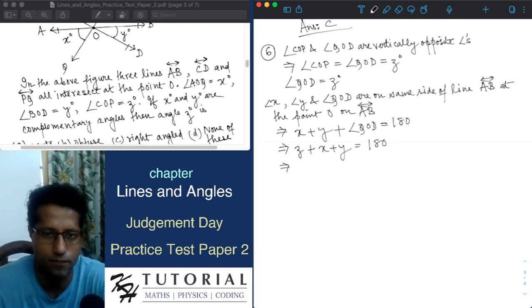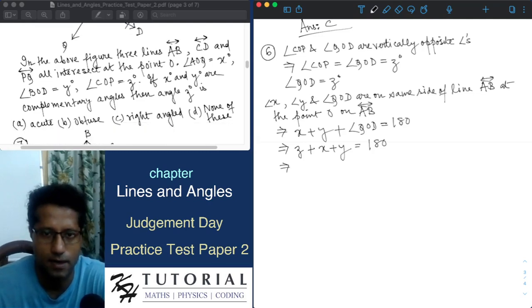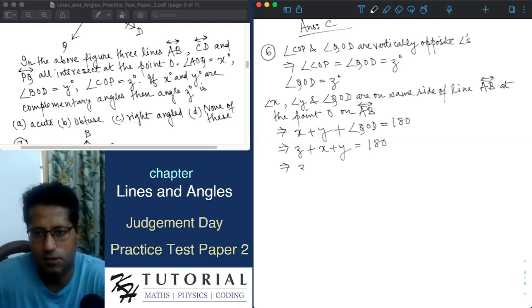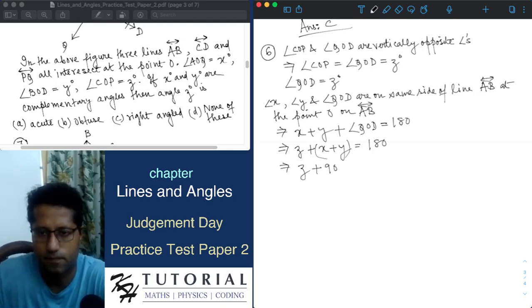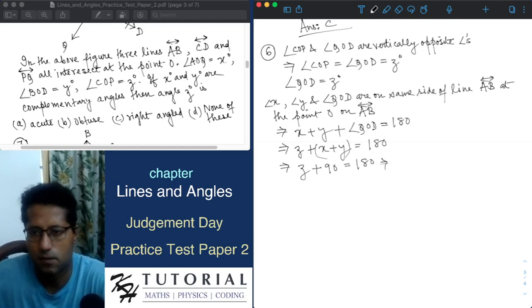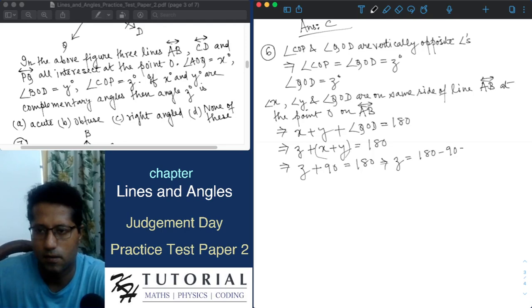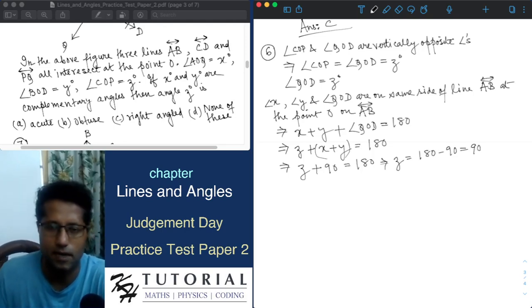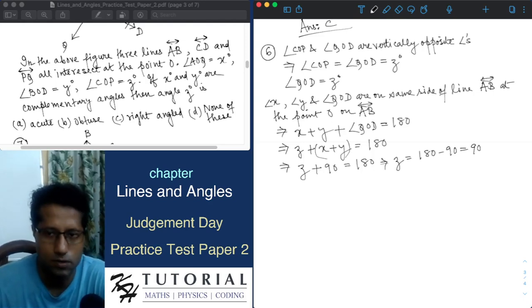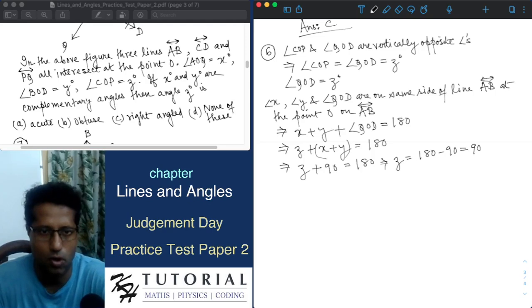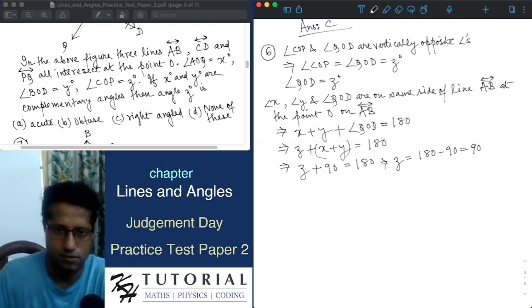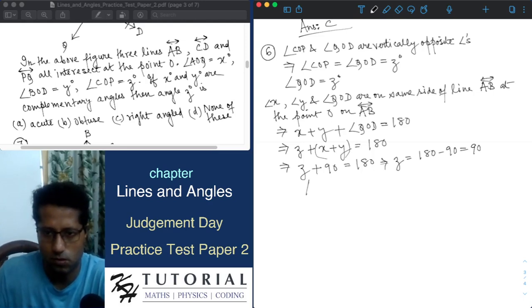If it is given that X degree and Y degree are complementary angles, then the angle Z is... Now since X and Y are complementary angles, we can say that X plus Y will be 90. So Z plus 90 equals 180. This implies Z equals 180 minus 90, that is 90. So Z is 90 degree. So the options are acute, no, Z is 90 degree, not acute. Obtuse, no, not obtuse. Right angle, yes, right angle means 90 degree. So the answer is choice C.